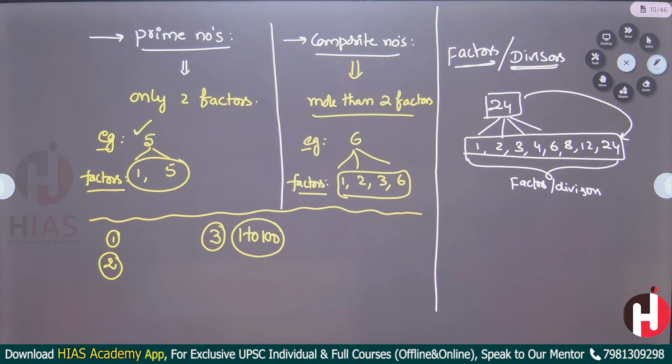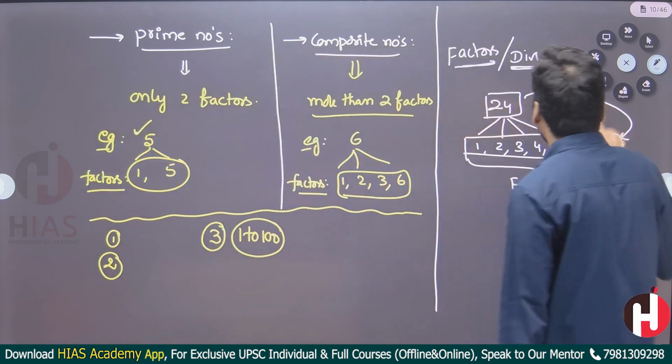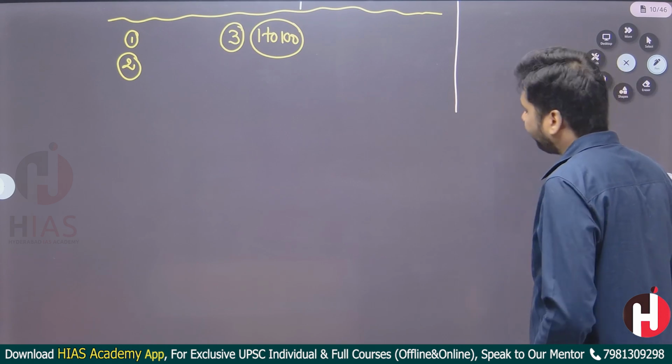Total 25 should come. Don't write just any 25 numbers, write the prime numbers. Okay, finish it later if you don't complete it. So there are a total of 25 prime numbers from 1 to 100.